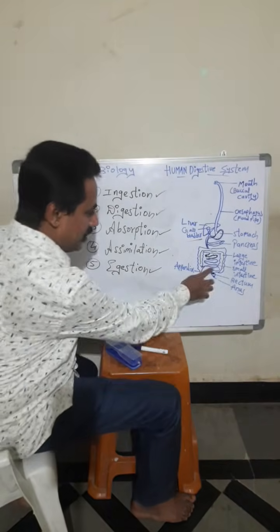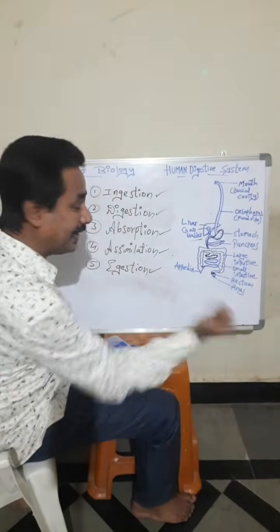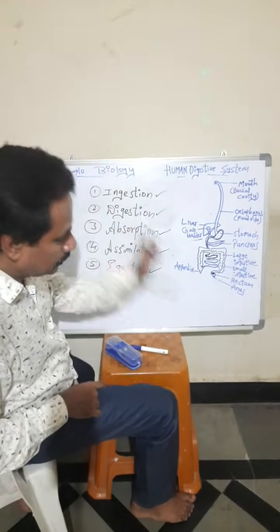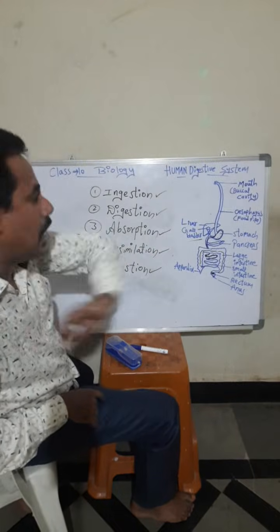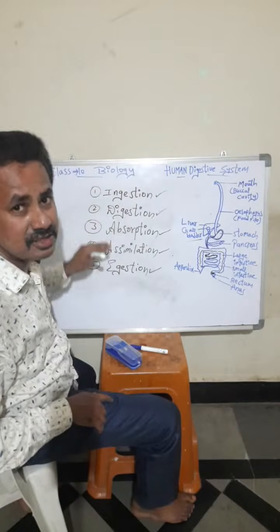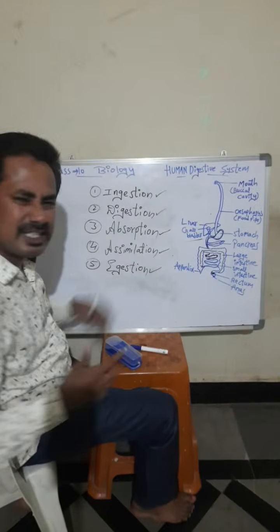The waste material will be sent to the large intestine. In the large intestine, excess amount of water will be reabsorbed, and the waste material is temporarily stored in the rectum, and through the anus the waste material is sent outside. So this is the process which takes place in our body: ingestion, digestion, absorption, assimilation and egestion. Okay, very simple, very easy.